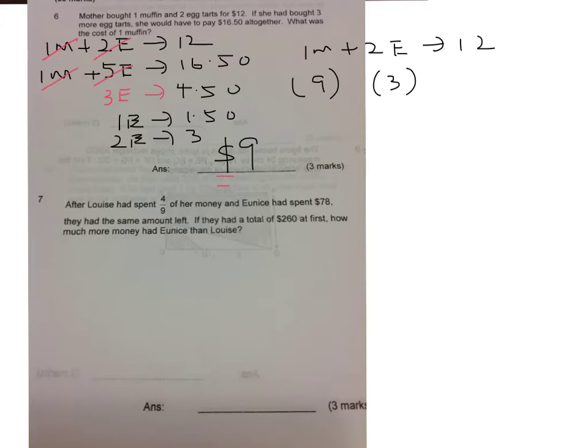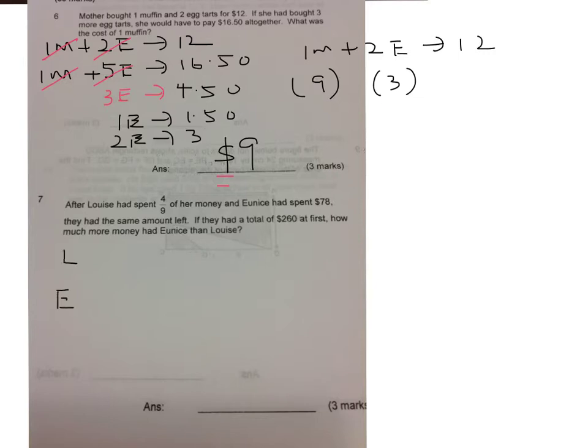Alright, we move on to question 7. After Louise spent 4 over 9 of her money and Eunice had spent $78, they had the same amount of money left. If they have a total of $260 at first, how much more money had Eunice than Louise? So we have Louise, we have Eunice.